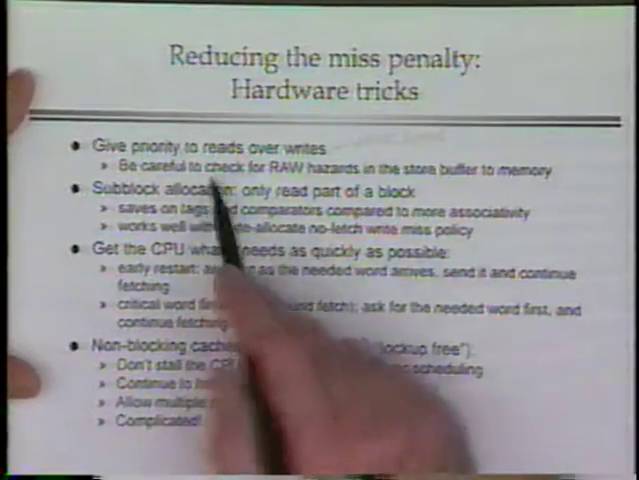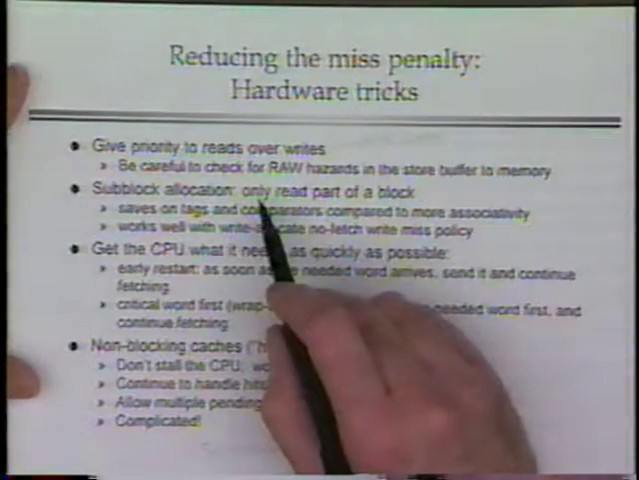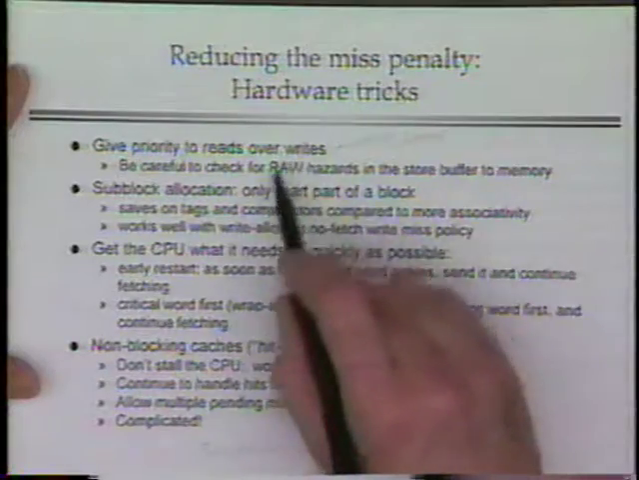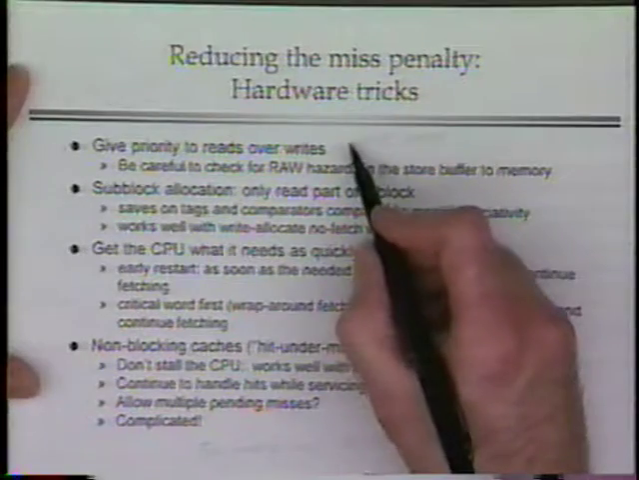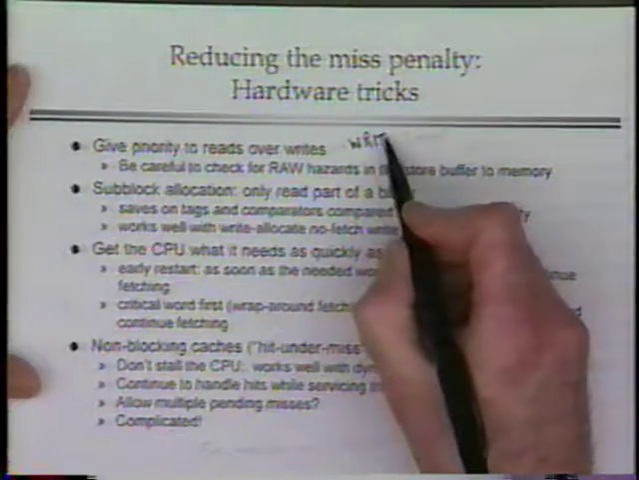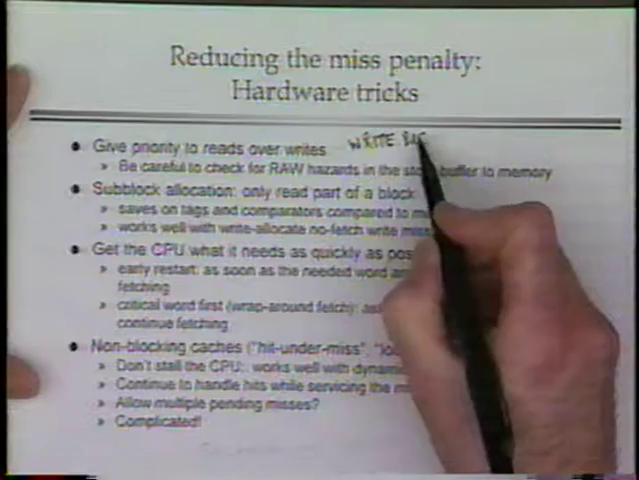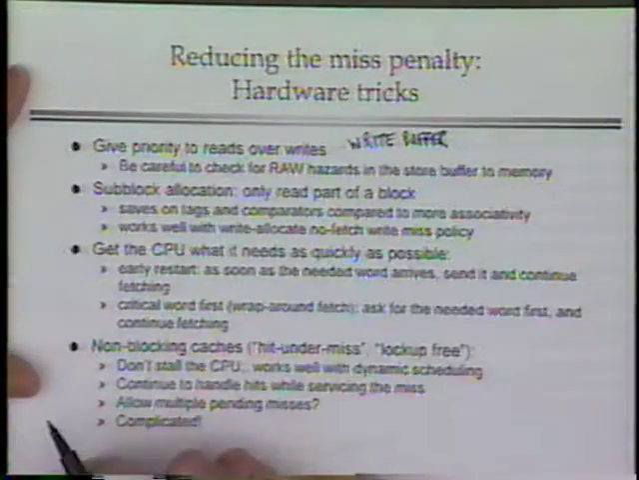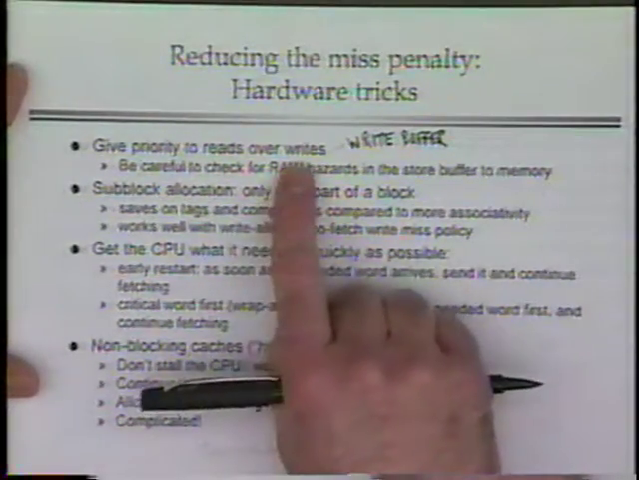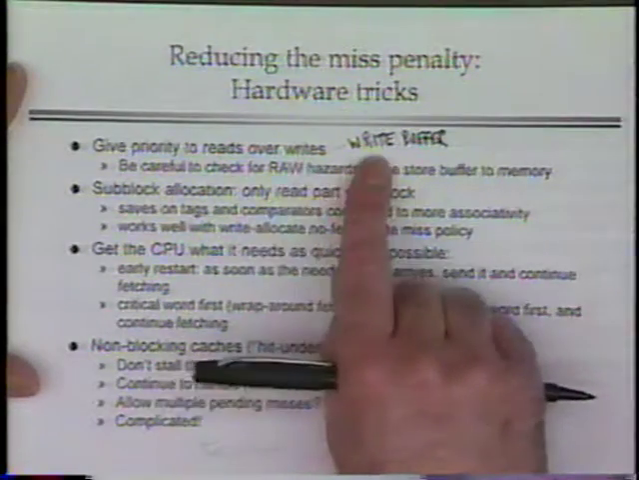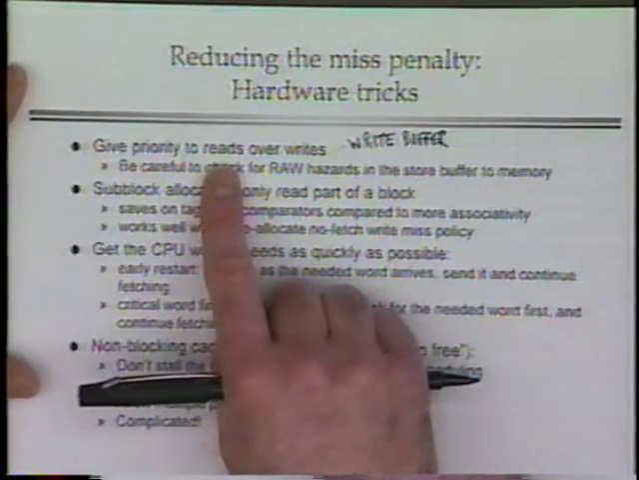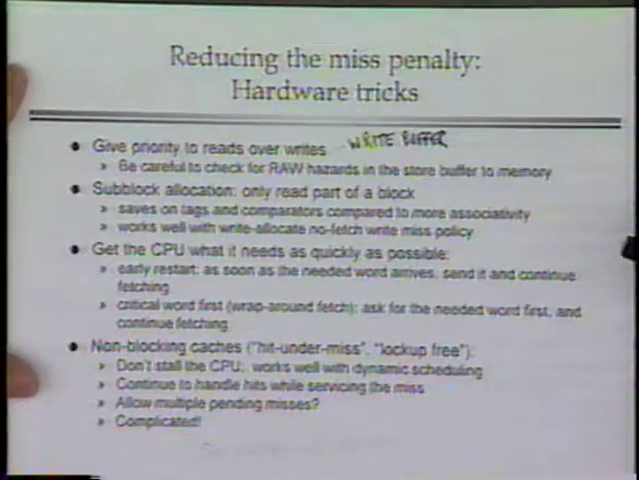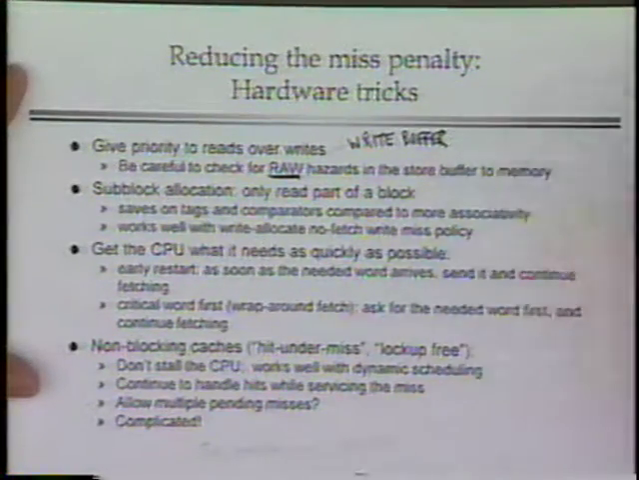Well, one, and we looked at this before, is to try to give priority to reads over writes, so that you don't make the whole machine stall when you're writing out to main memory, because you'd like to get other things like reads to occur in the meantime. One simple way to do that is to have a write buffer. Rather than making everything wait while you do the write to main memory, stash it in a buffer, let it happen later. In the meantime, you can allow the system to continue to do reads. But as we mentioned before, you've got to watch out for read after write hazards to make sure you check the write buffer.